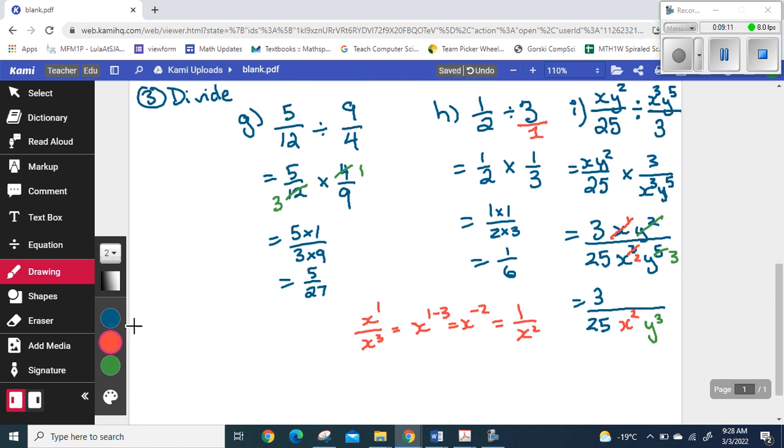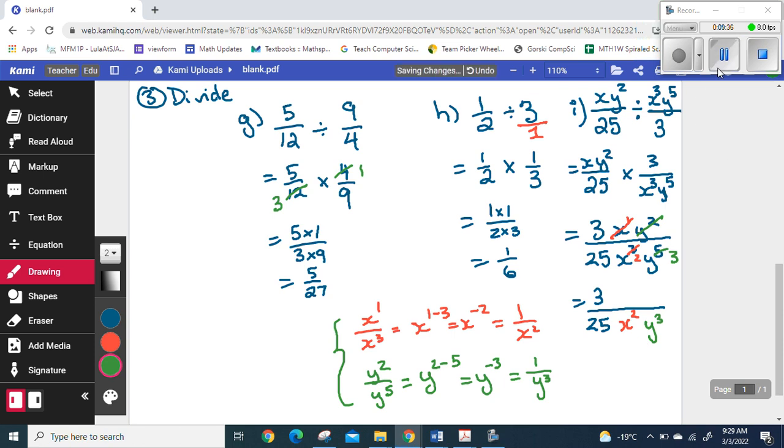I can do the same thing with my y's. I've got y squared up top, and y to the 5 down below. I'm going to subtract my exponents because I'm dividing. That gives me y to the negative 3. Negative means it trades places, so instead of being up top in a numerator, it's now in a denominator. And there you go, so you're done.